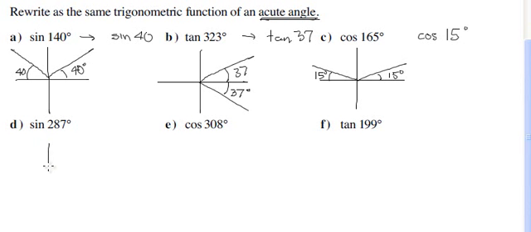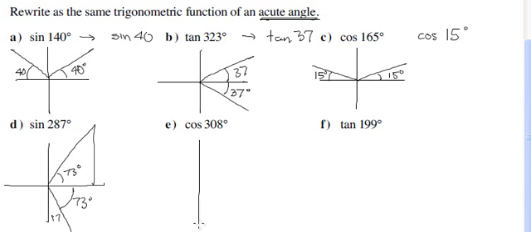Sine 287. Just to remind you, none of these are finished answers yet, but we'll get this step out of the way and then go back and do the next bit. Sine 287 would mean 90, 180, 270. Let's see, there'd be another 17 degrees here. 90 minus 17 means this is a 73 degree angle. So if you want an acute angle, it's 73 degrees up here.